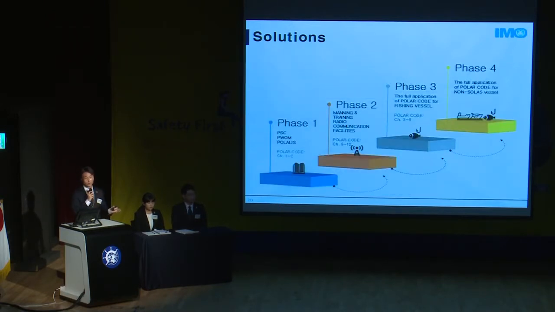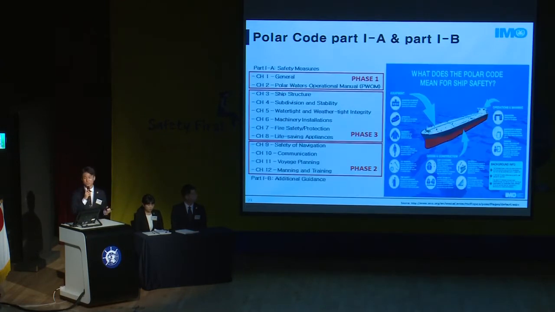Since the current Polar Code is designed to focus on SOLAS vessels, there are many real challenges to apply it directly to non-SOLAS vessels. Therefore, for these reasons, we, Team Polar Voyager, would like to propose a phased application of the Polar Code for non-SOLAS vessels. The solution would be applied in phases, phase 1 to phase 4. We would like to apply chapters 1 to 12 of the Polar Code, Part 1A.